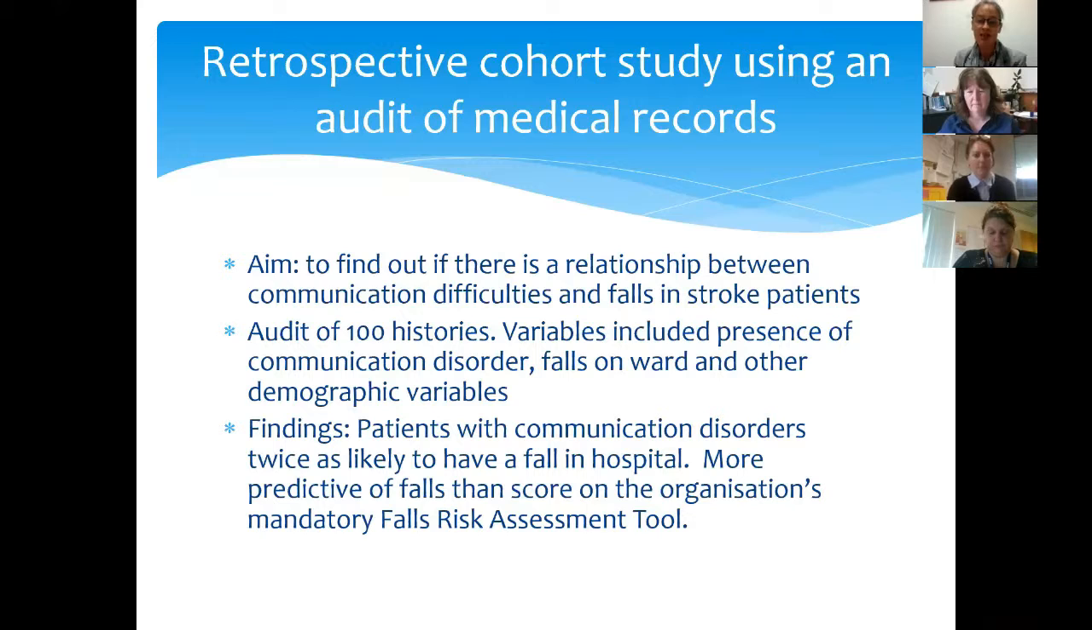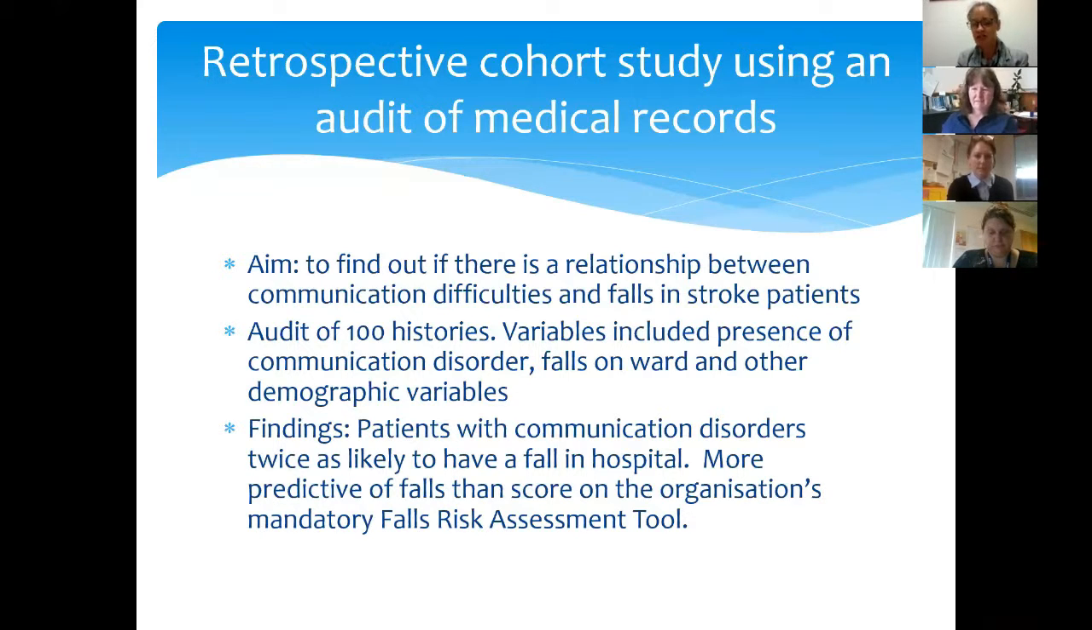And what she found was that the patients with communication disorders were twice as likely to have a fall while they're in hospital. She also found that this was more predictive of falls than the score on our organisation's mandatory falls risk assessment tool. I think these sorts of falls risk assessment tools are probably familiar to a lot of people in the audience.